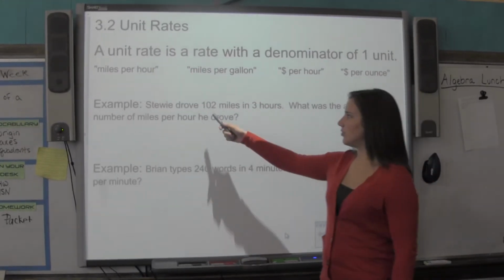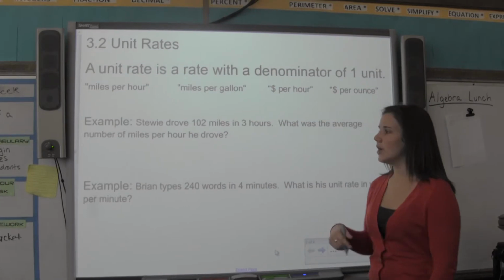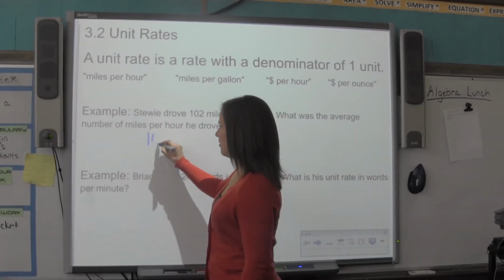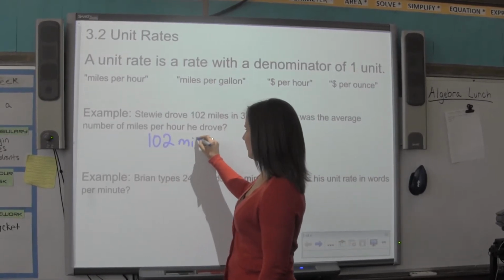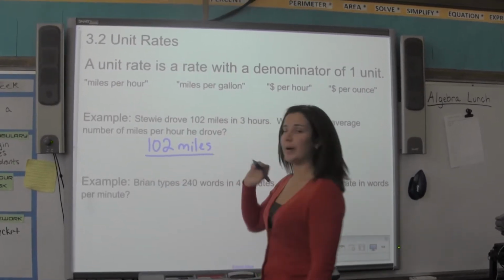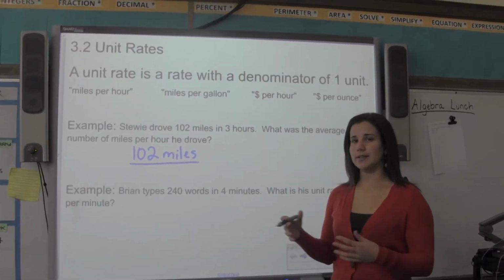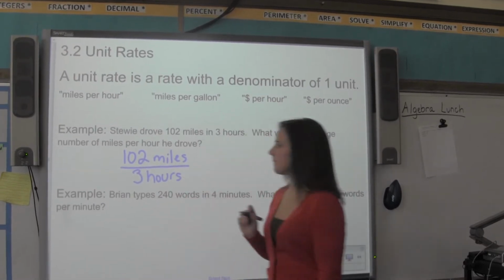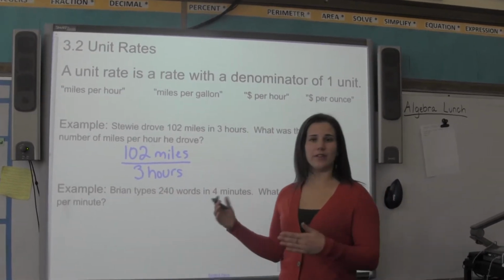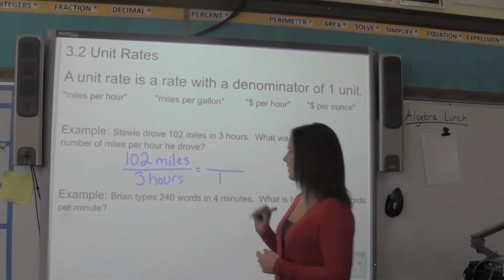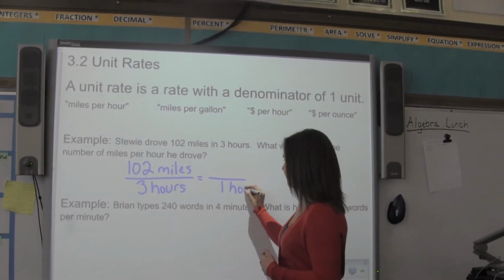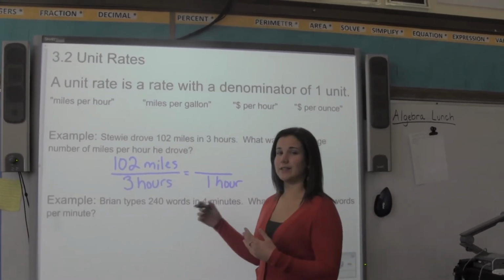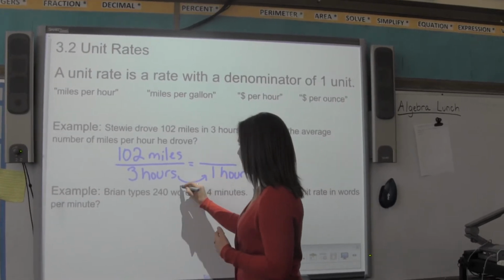For example, if Stewie drove 102 miles in 3 hours, we want to know the average number of miles he drove per hour. So I'm going to set up a ratio of 102 miles per, and this is one of the examples where we use the word per instead of 2, 3 hours. Now in order to convert this to an equivalent fraction where 1 hour is in our denominator, I need to figure out what operation I use to get 3 to turn into 1, and that is division. And I divided by 3 here.